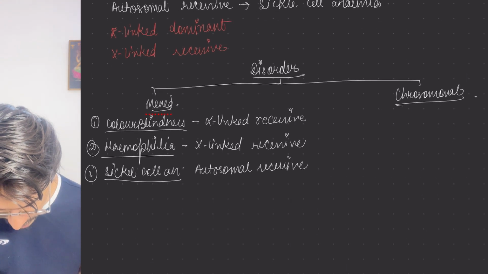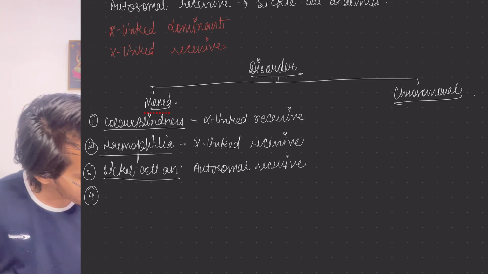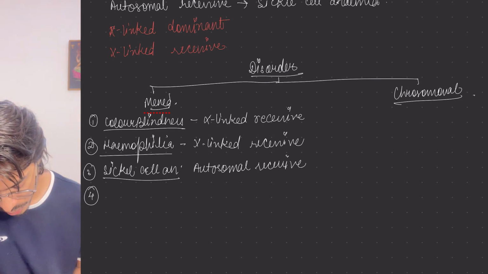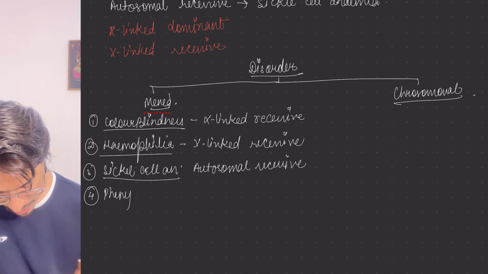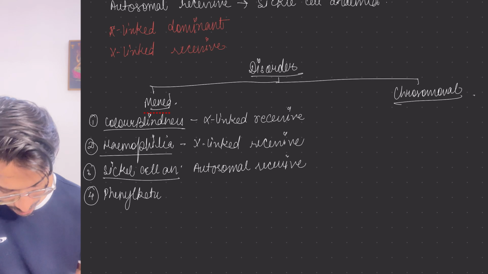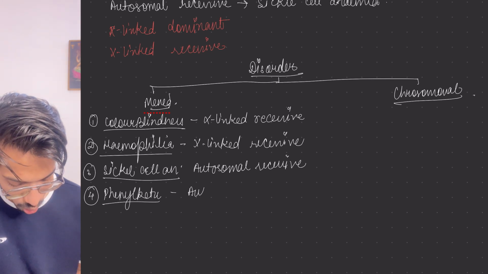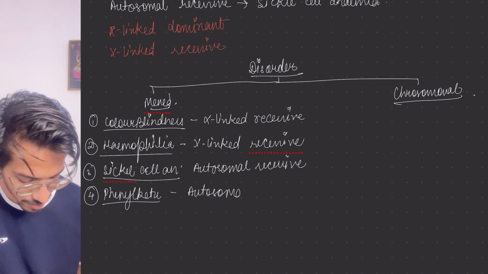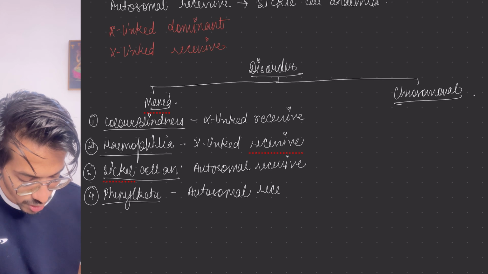After sickle cell anemia, the next disease is phenylketonuria. We have already studied it. It is also autosomal, can occur in both male and female, and it is a recessive disorder.